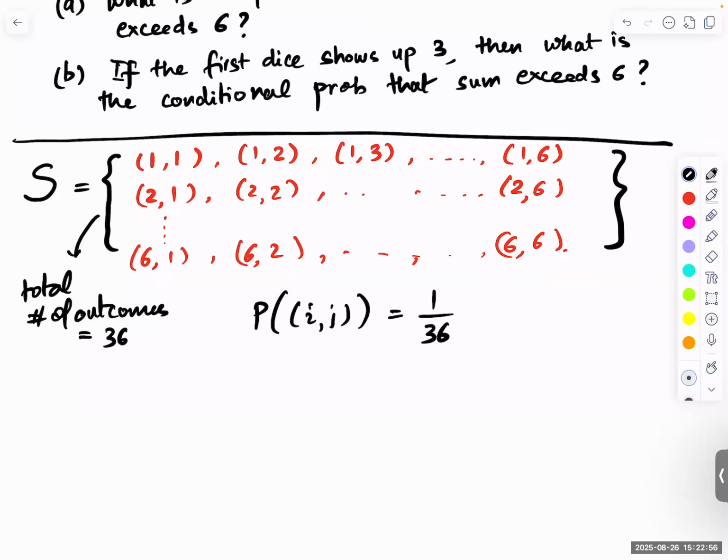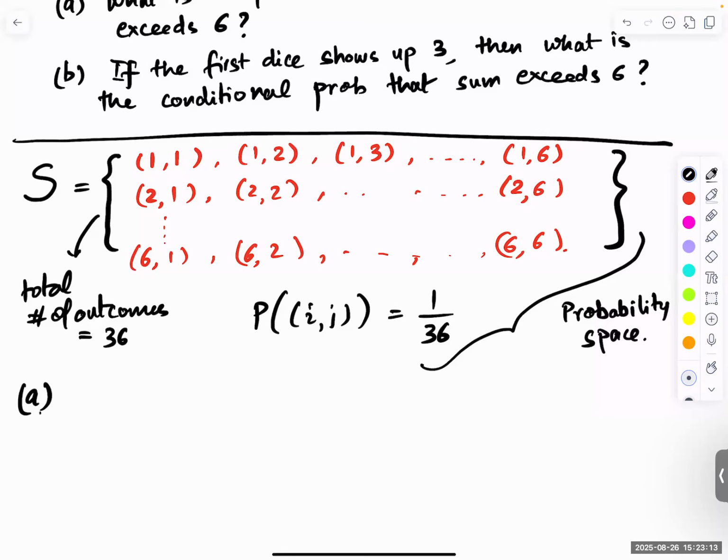Now let's worry about our first question. So this in some sense gives me the full description. So this is my probability space. So this is my description of the probability space. Okay. Now with this out of the way, let's now work on problem number 1, part A of the problem.